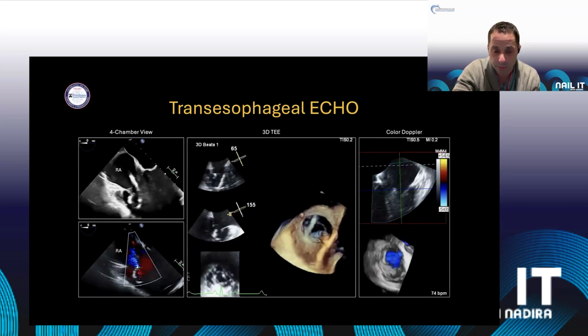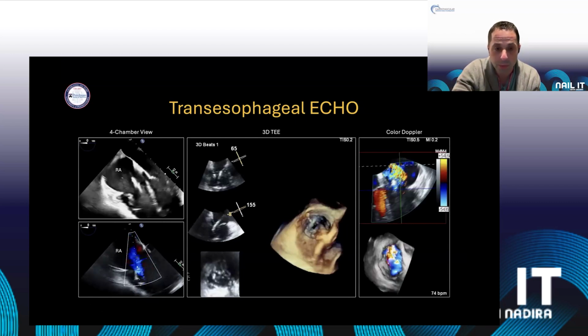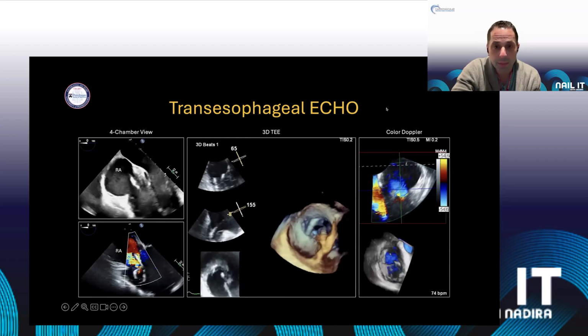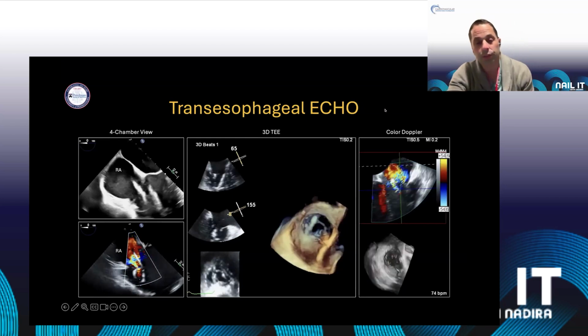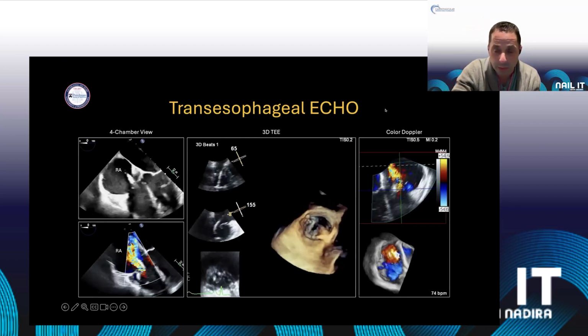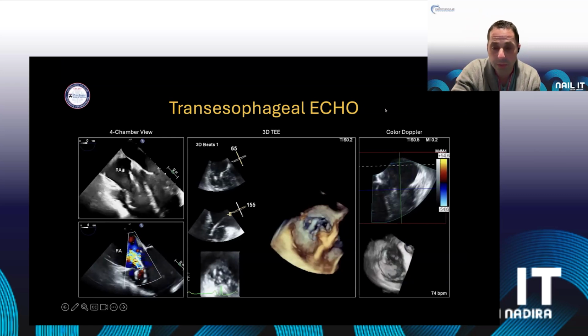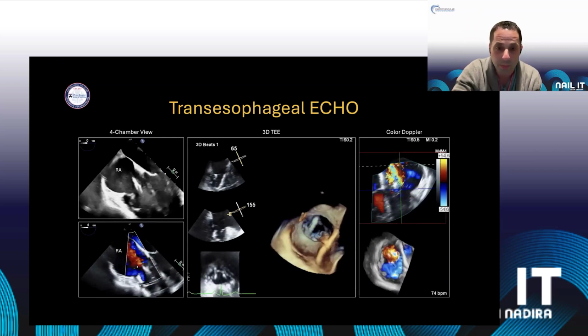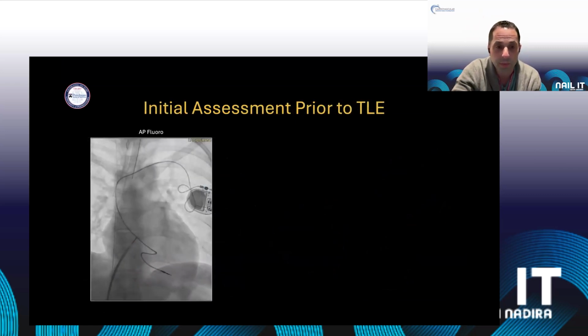And here is the color Doppler. So in our lab, we don't use TEE during lead extraction. We use intracardiac echo because we use that in almost every EP procedure. So it makes more sense to do that during lead extraction. It's also a better modality for lead extraction, but that's a different talk.